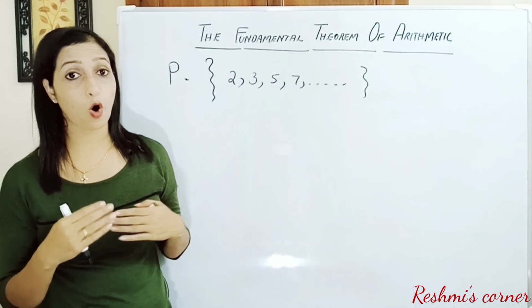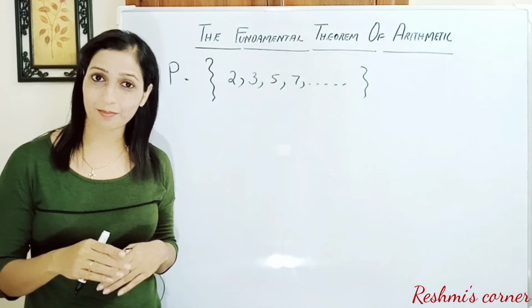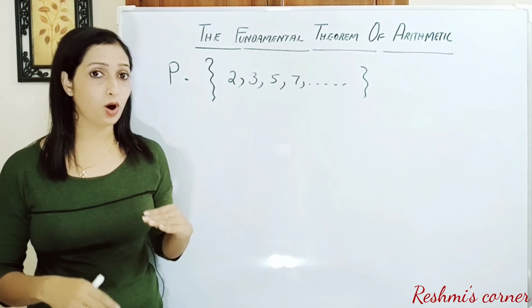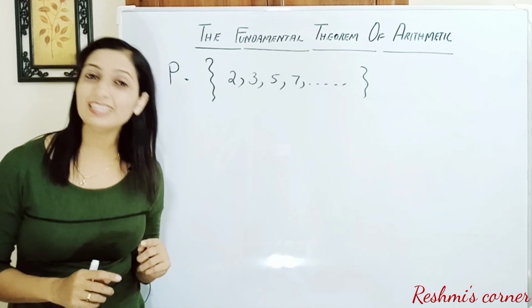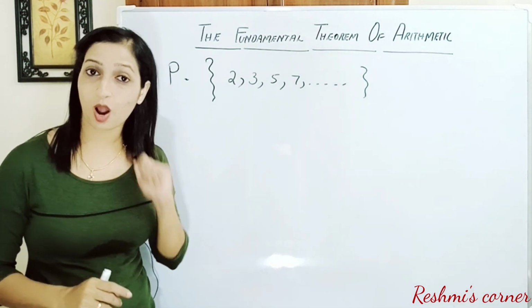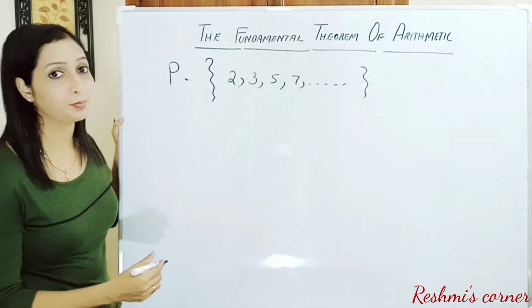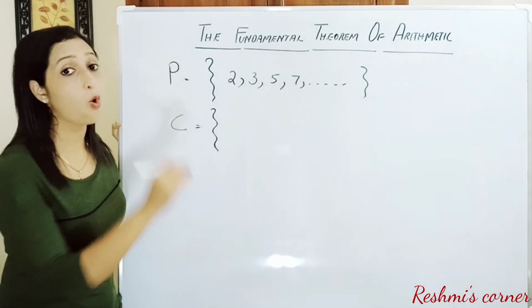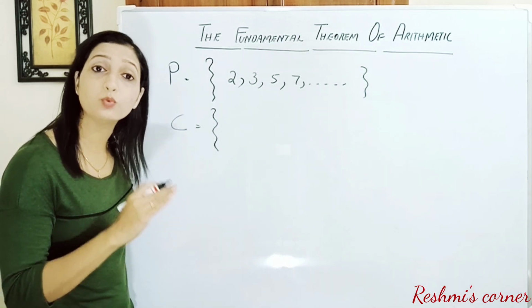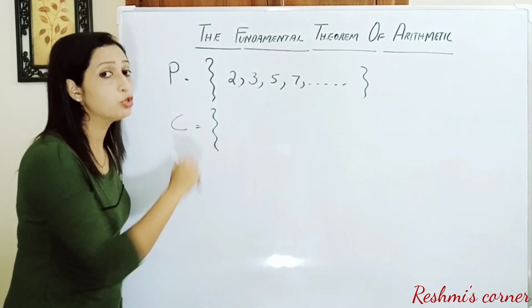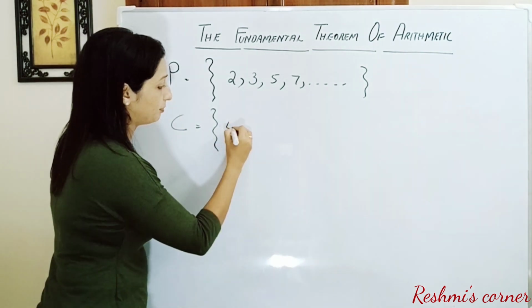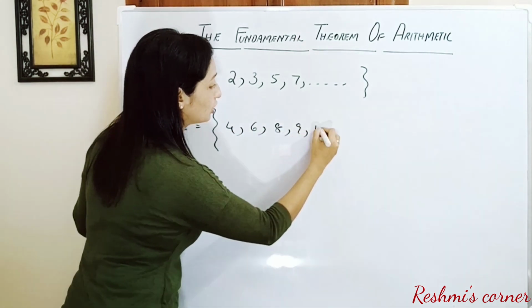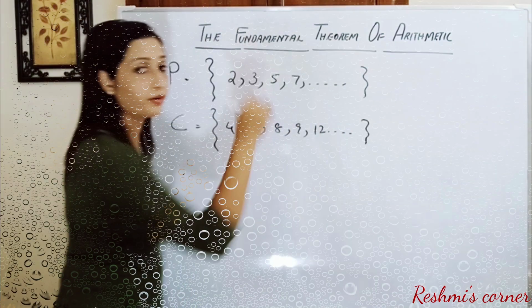Now what are the composite numbers? Composite numbers are the set of all natural numbers other than 1 which have at least 3 factors. So how do we denote the composite numbers? We denote it as capital C, and it is the set of all natural numbers other than 1 which have at least 3 factors. So which will be the numbers? They can be 4, 6, 8, 9, 12 and so on.